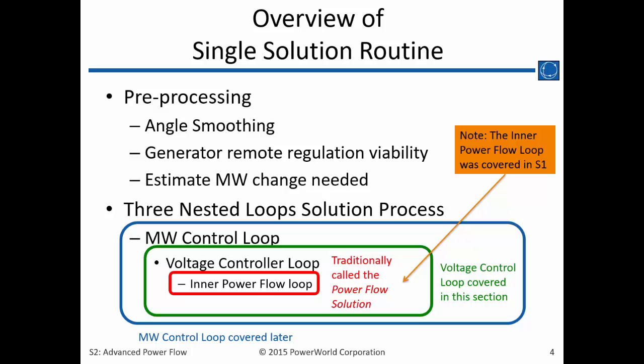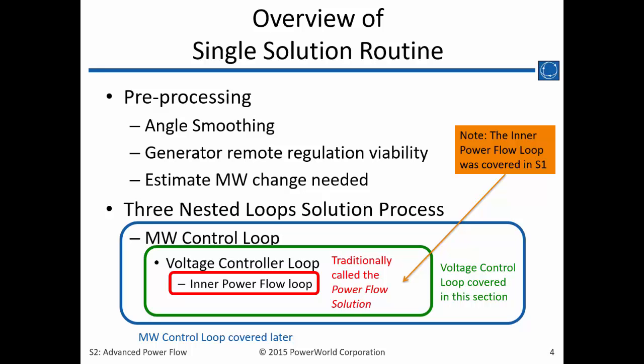An overview of that single solution routine is that initially there will be a pre-processing step. That pre-processing step involves things like angle smoothing, which means if you close in a line, we try to approximate what the change in angles will be across the line so that there's not a large angle difference when you try to solve the power flow. That can result in power flow solution failure if that angle difference is too big. So there are some angle smoothing routines.